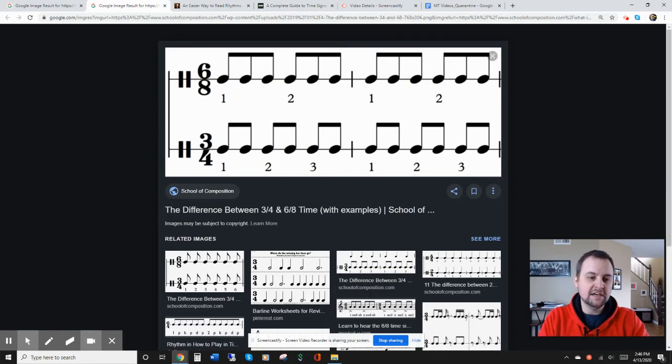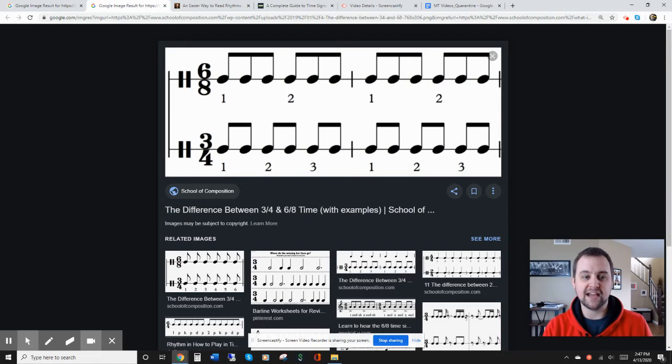Let's go back to this image here, coming to you from our friends at School of Composition. The top line is 6/8 and the bottom line is 3/4. You can tell that in each measure there are six eighth notes, which is totally correct. So in 3/4 time, performing the beats plus the subdivision, it would be 1 and 2 and 3 and, 1 and 2 and 3 and. And that was the bottom line of this image.